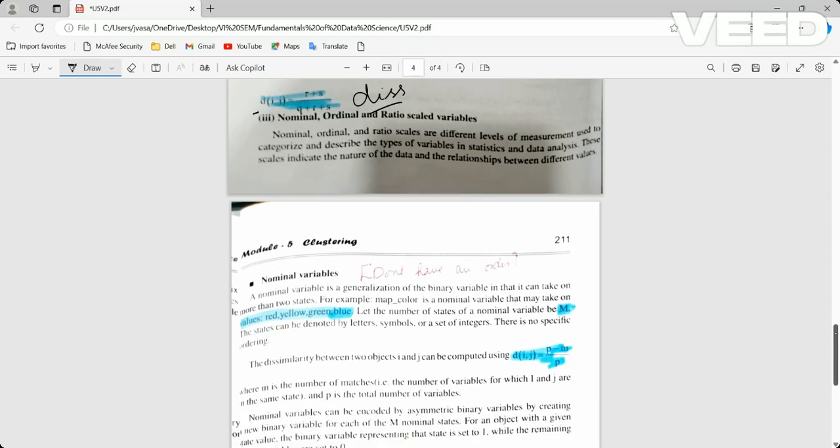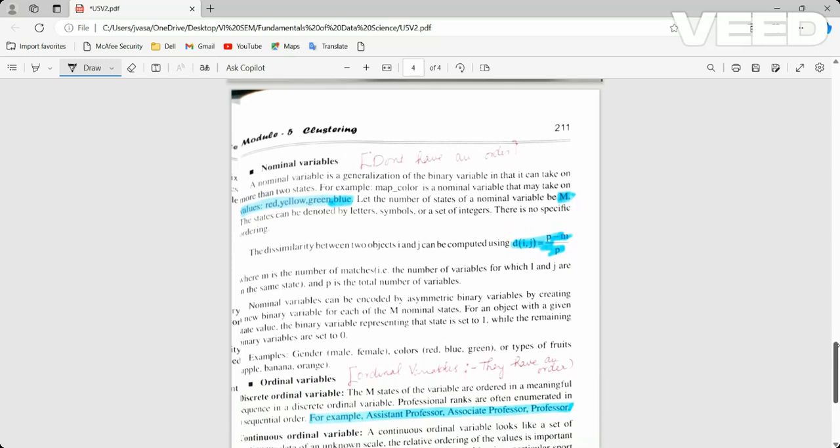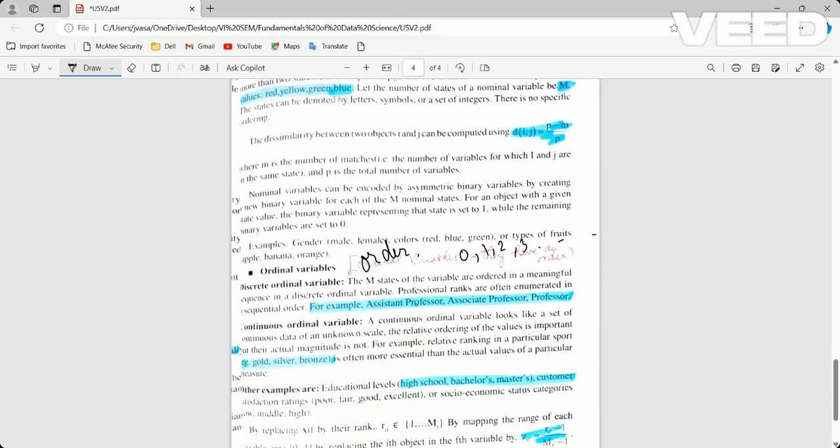Next one is nominal, ordinal and ratio scaled variables. What do you mean by nominal and ordinal? Listen very carefully here. Ordinal variables are variables which will have an order, like 0, 1, 2, 3. For example, here they have given an example, discrete ordinal variables. First you have to become assistant professor, then associate professor, then you will become a professor. Education level: high school, bachelor's and master's. Likewise, you will have an order. While nominal variables don't follow any order, like values of red, yellow, green, and blue.